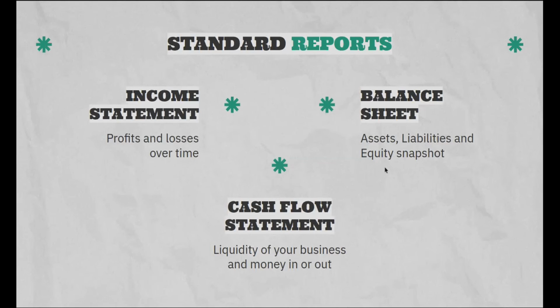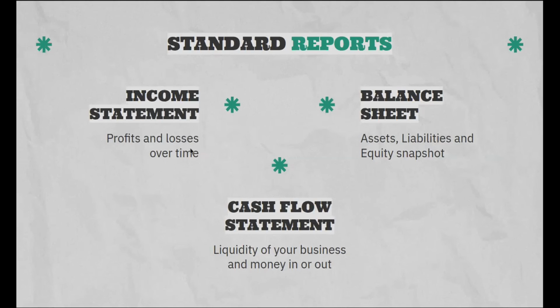You've got your balance sheet. This is more of a snapshot of a business. So at any given time, the assets, liabilities, and equity of the business. And thirdly, you've got a cash flow statement. So this actually shows the liquidity of your business and the money in and money out.